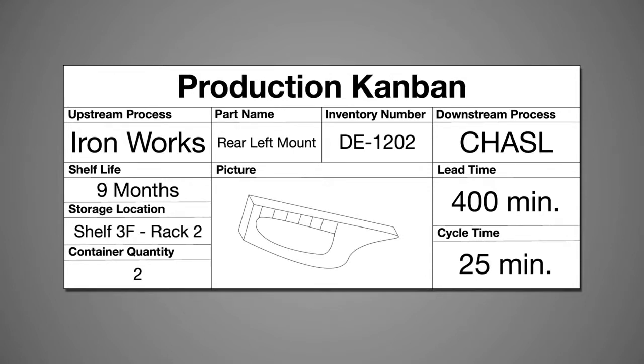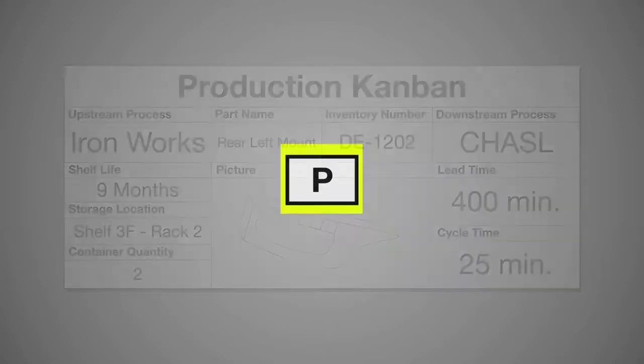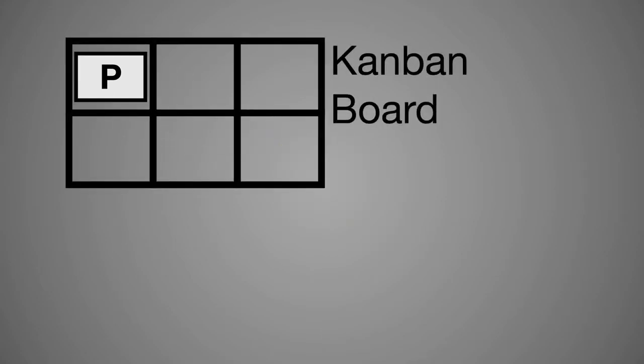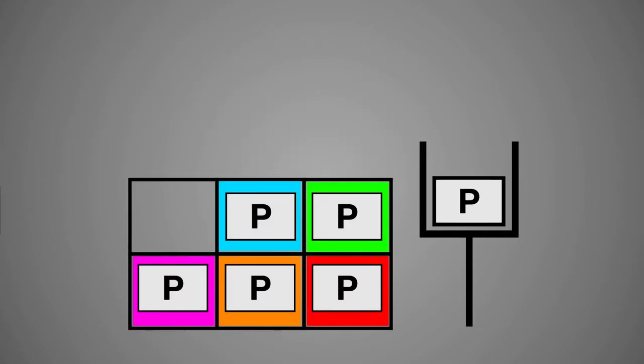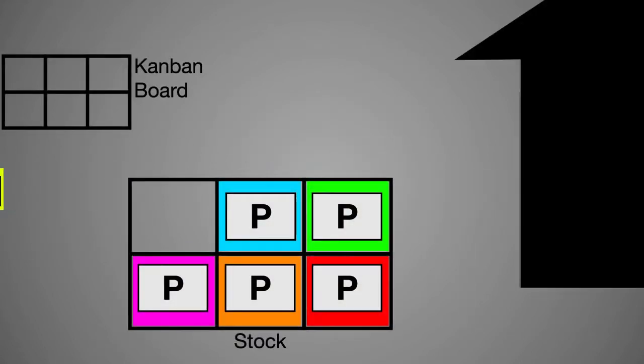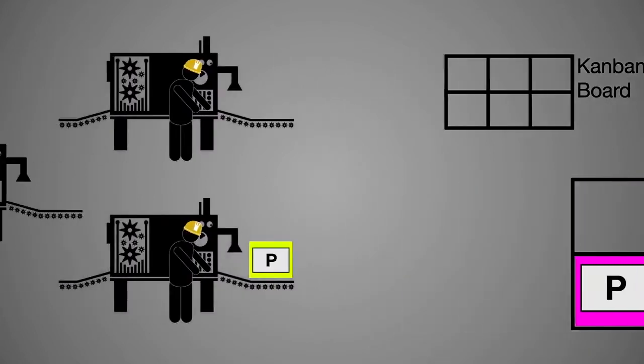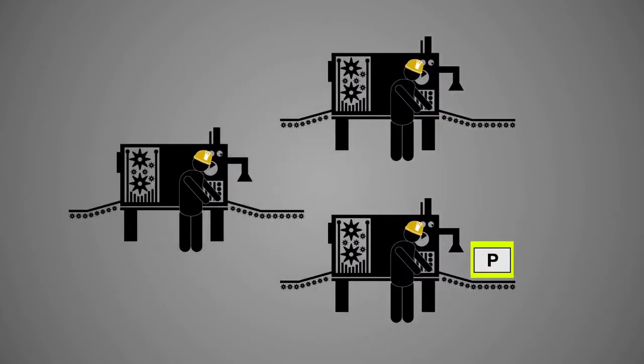You will always find a Production Kanban in one of 5 places, with its associated item either in storage or in transit: on a Kanban board, on a Kanban post, in transit back to the upstream process, or in the hands of the upstream process.